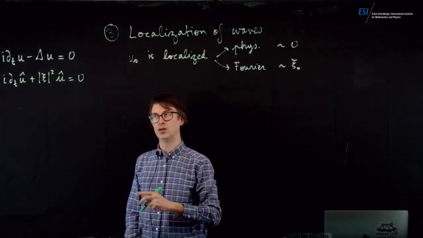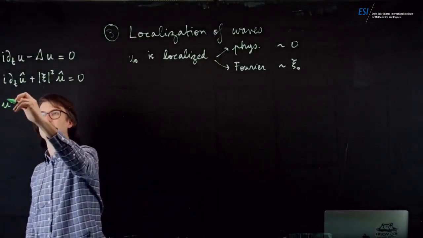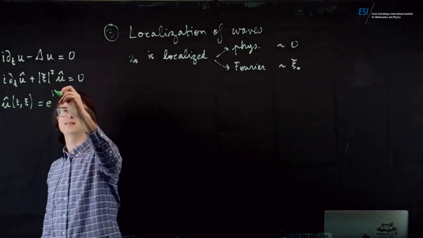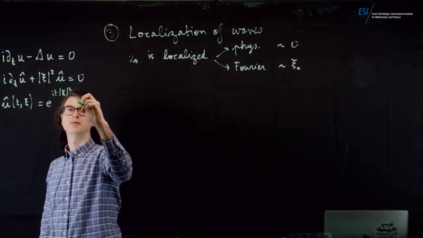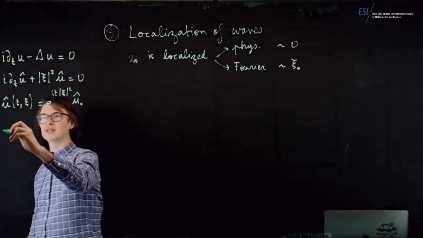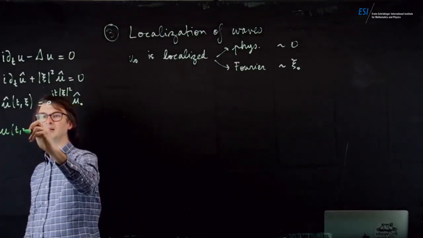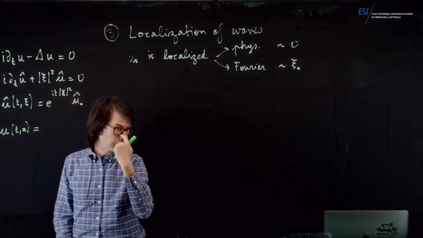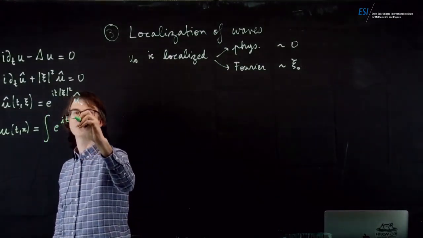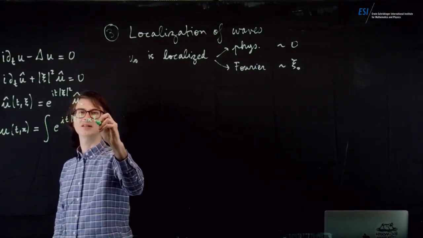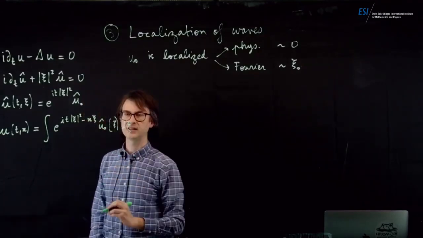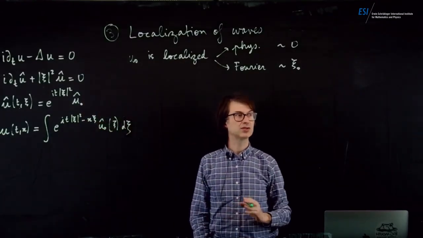Now you can solve for this. This means that u hat of t, xi is e to the I t xi squared u naught hat. And then you take the inverse Fourier transform. So you obtain that u of t, x, I'm dropping some constants, is the integral of e to the I t xi squared minus x xi, u naught hat of xi, d xi. So that's just the formula.